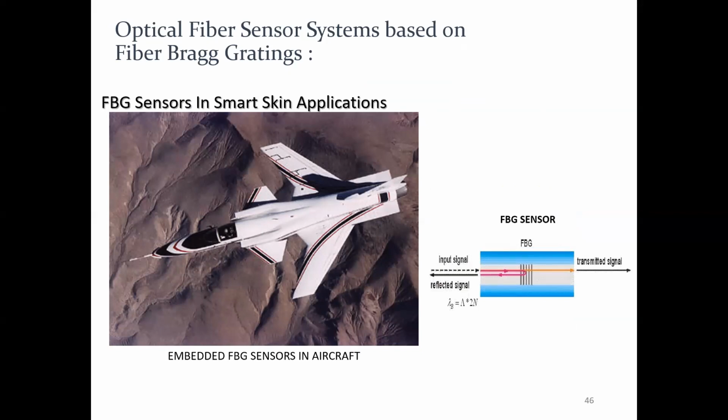So what are the advantages? Optical fibers are very, very light in weight. Aircraft weight is very, very important. Even 1 gram of weight added to the aircraft increases the fuel cost. So even if you save a few grams, it is very useful in the long run.